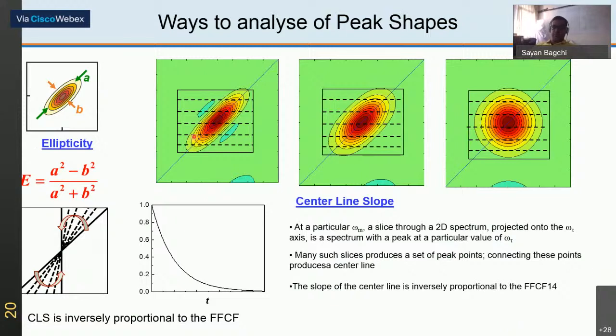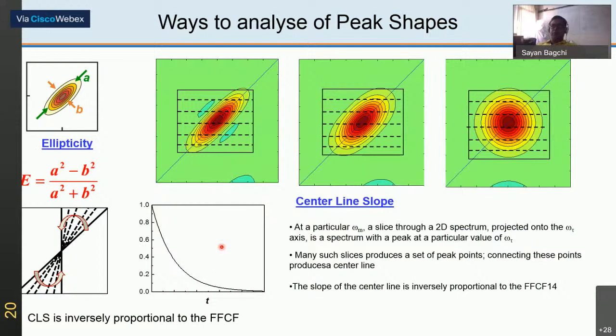And then the question is, how do we actually analyze the peak shape? One way, which is what people initially wanted to do: it looks like an ellipse, and then it moves to more circular. If you think about an ellipticity, which has a minor axis and a major axis, it goes to one axis, that is, circular. So if you measure the ellipticity and plot it as a function of time, you can get a decay, and fitting this decay will give you the times.